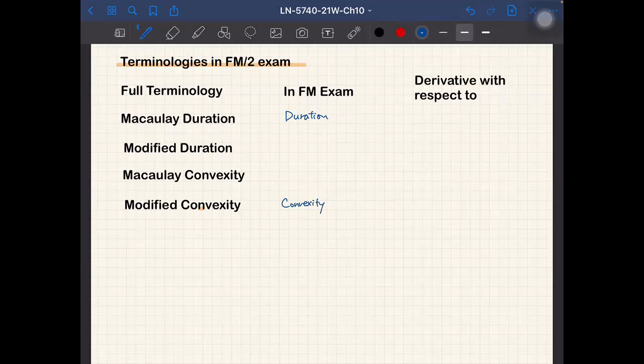that is modified convexity. So when we use modified duration, the exam always says modified duration. And when we use the Macaulay convexity, the exam says Macaulay convexity.